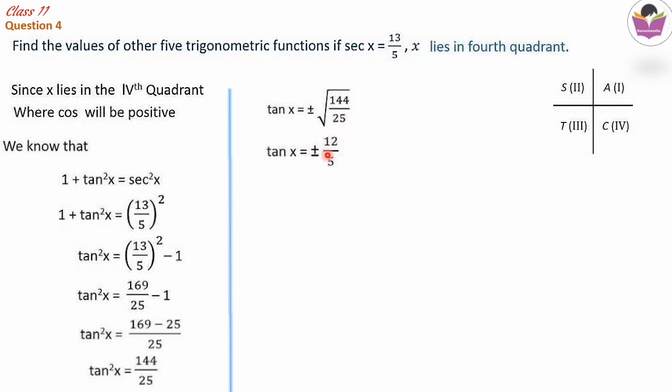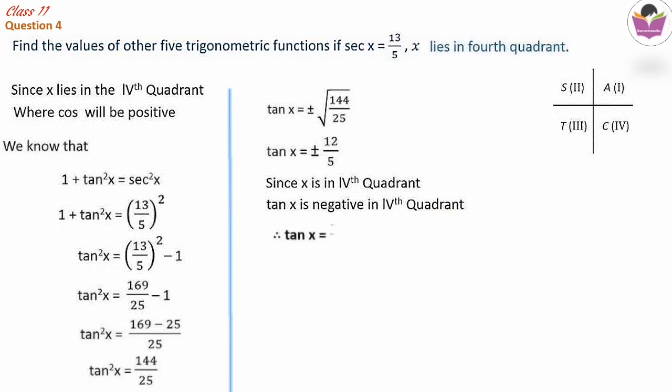Two values are there, but we will be taking only one value because x is in the fourth quadrant, meaning only cos and sec will be positive. All the other trigonometric ratios will be negative, so here we can consider only the negative value, and the positive value we can neglect. Since x lies in the fourth quadrant, tan x is negative. So tan x will be minus 12 by 5.